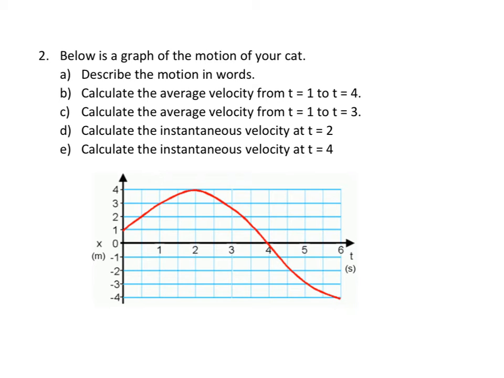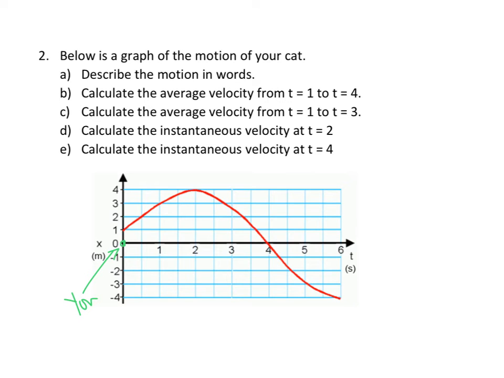So for this second example, I gave you a graph of the motion of your cat. Now, I don't know how many of you have a cat, but if you have a really energetic cat, they don't always run at a constant velocity. Sometimes they act a little crazy. So, the first thing I asked you to do was describe the motion in words. So we're going to assume that at 0, that's where you are.